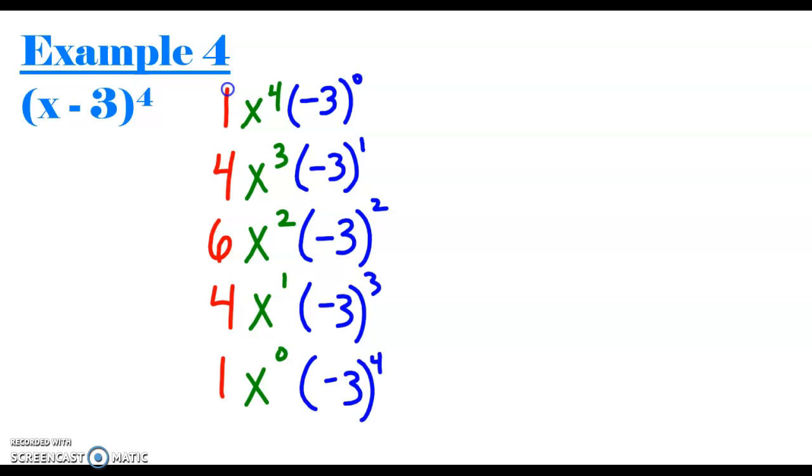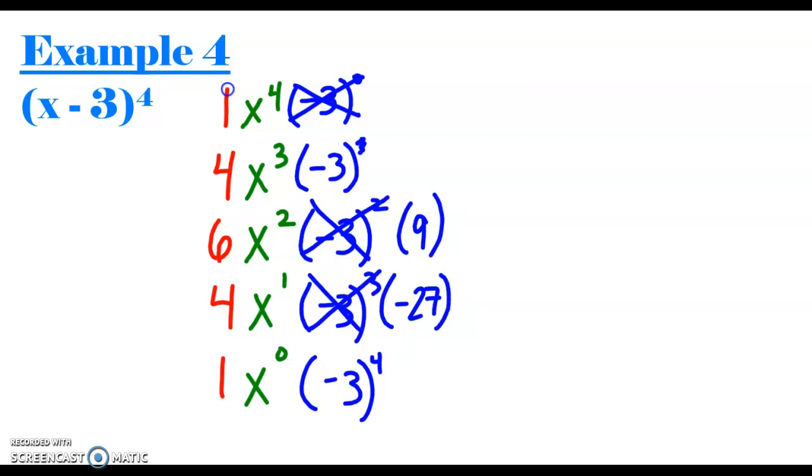So I'm going to clean up some of those numbers there, right? Negative 3 to the 0 is 1, so I don't need it. Negative 3 to the first is just going to be negative 3. Negative 3 squared is 9. Negative 3 to the third is negative 27. And negative 3 to the fourth would be 81.